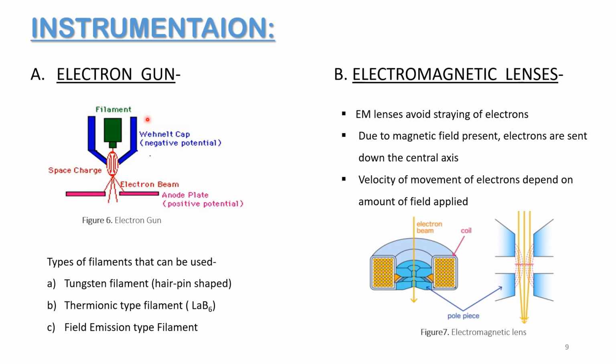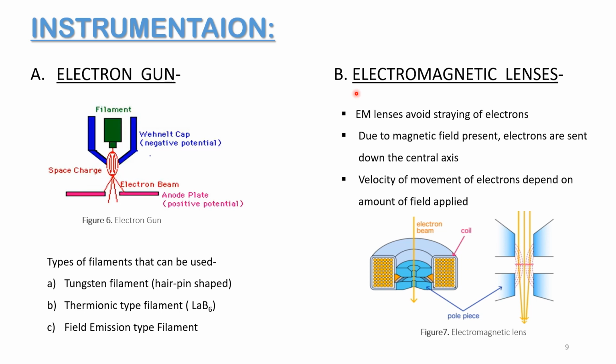The types of filaments that can be used in electron guns include the tungsten filament, which is hairpin shaped, and the thermionic type filament, which has LaB6 in it, which is much better than the tungsten filament but much more expensive. The field emission type filament also uses a sharp tip of tungsten, but it gives a brighter image as compared to regular tungsten filaments. Next, let's come to the electromagnetic lens.